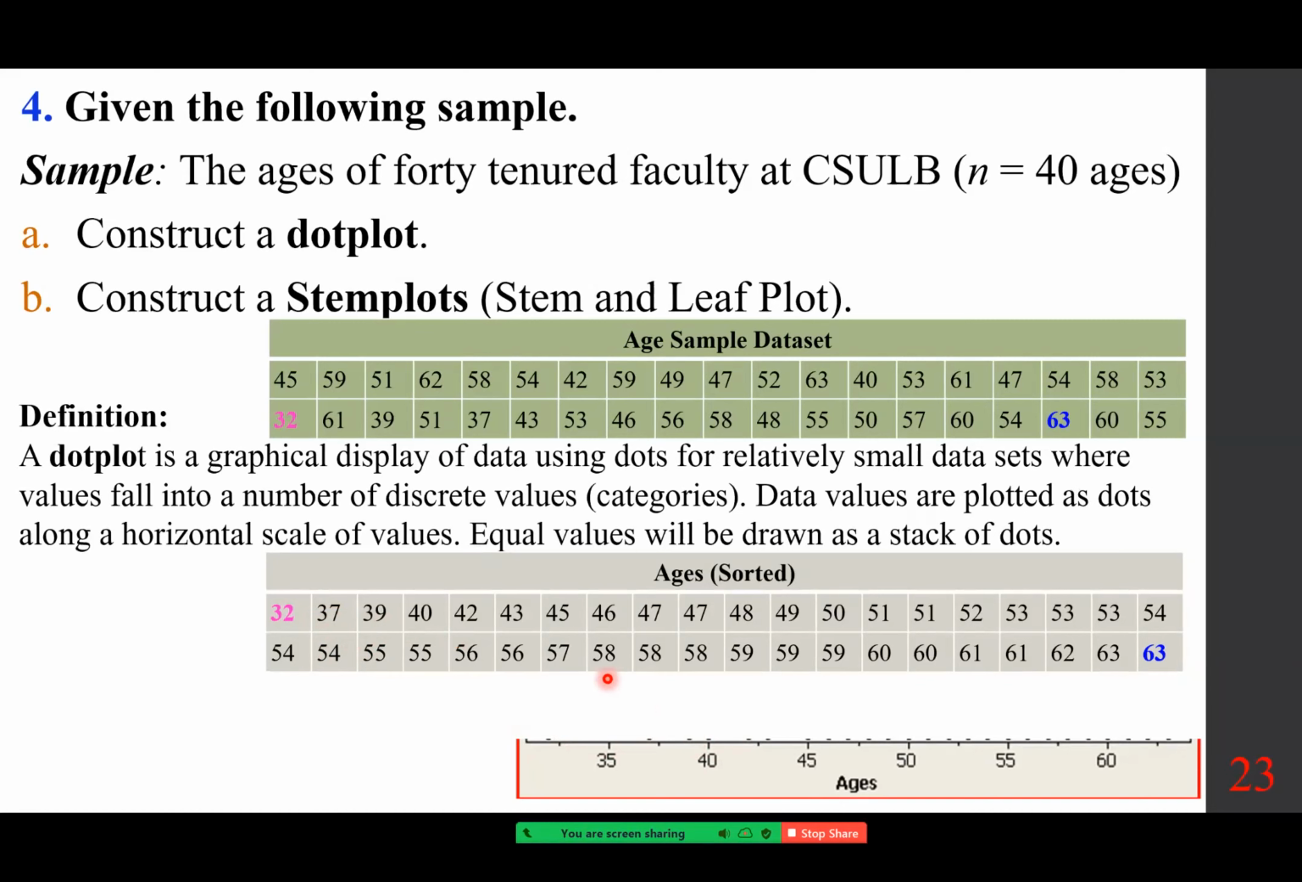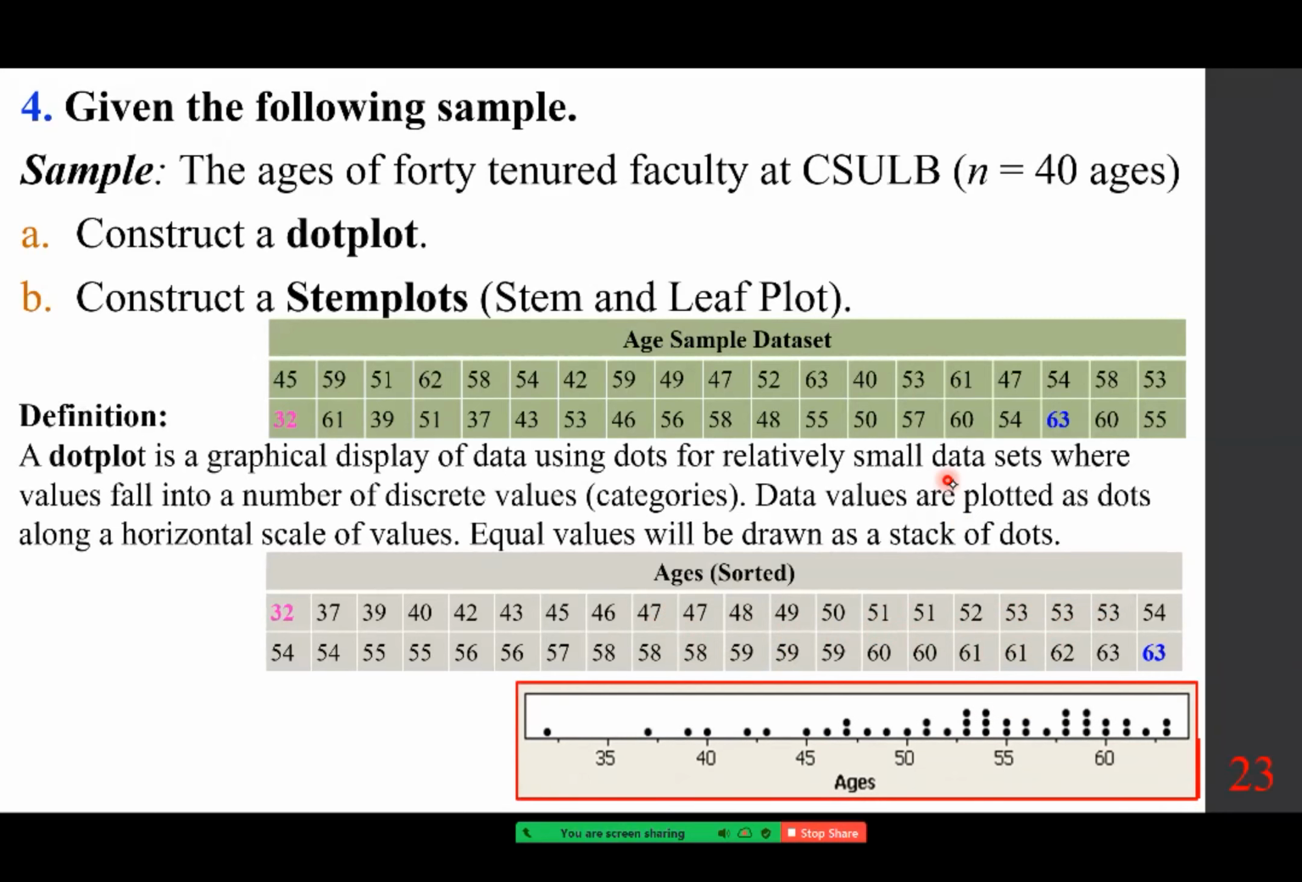42, 43, 45, for example, right here you put a dot, 46. But I want to explain what happens to 47, for example. You find 47 and you put 2 dots, one here, one on top of it. 48, 49, 50, 51, 52, you put 2 dots for 51. You get to 53. Somewhere here you find 53 and you put 1, 2, 3 dots. You stack them up. That's how you do the dot plot.